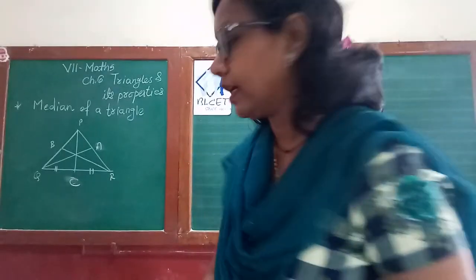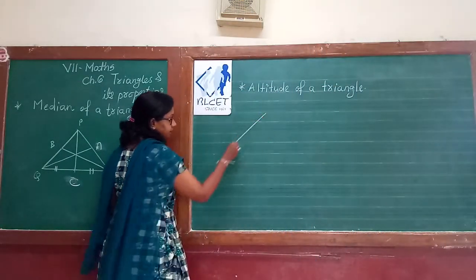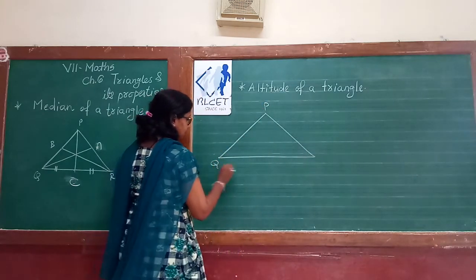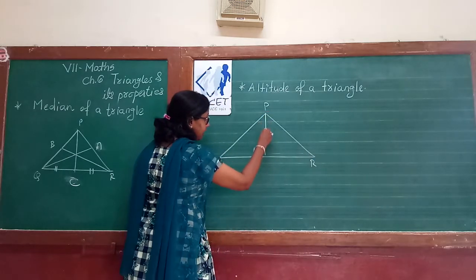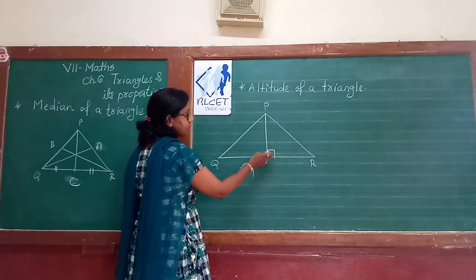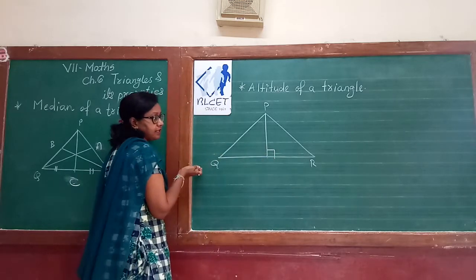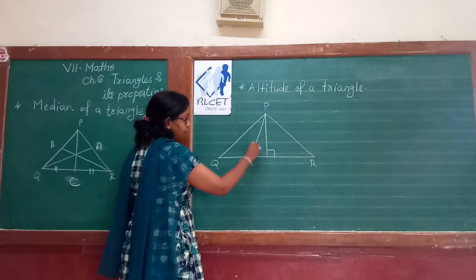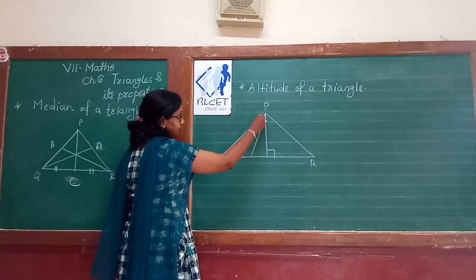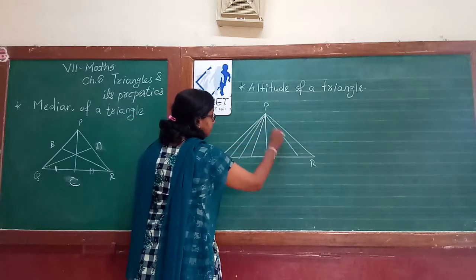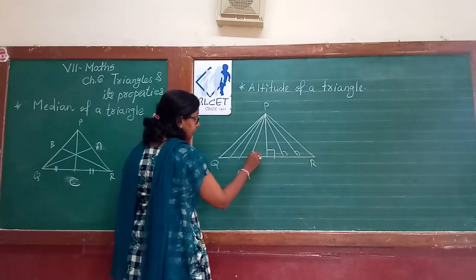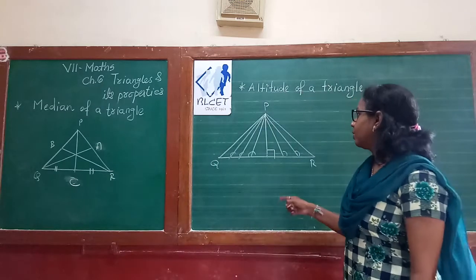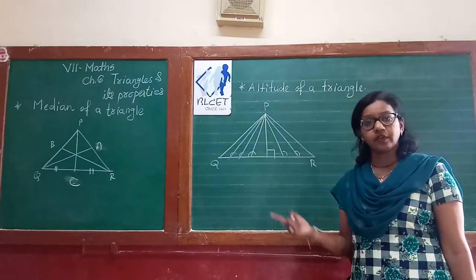Okay, if you consider such a diagram, P, Q, R. So this gives you the height. Why? Because it makes a 90-degree angle over here on the base. That's why it gives the height of the given triangle. If you draw like this, like this, like this, it will not make the 90-degree angle over here. So that's why they are not altitudes. Okay? Okay, a triangle has three altitudes.